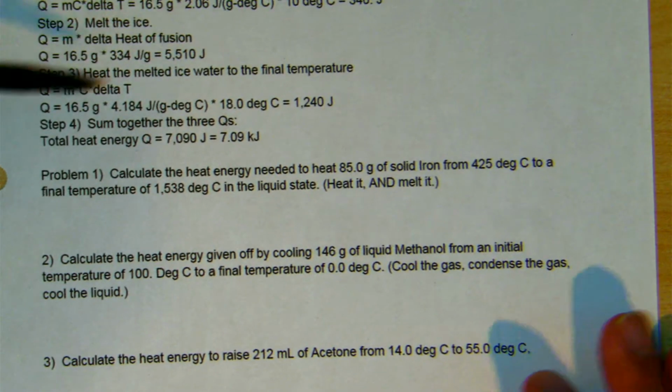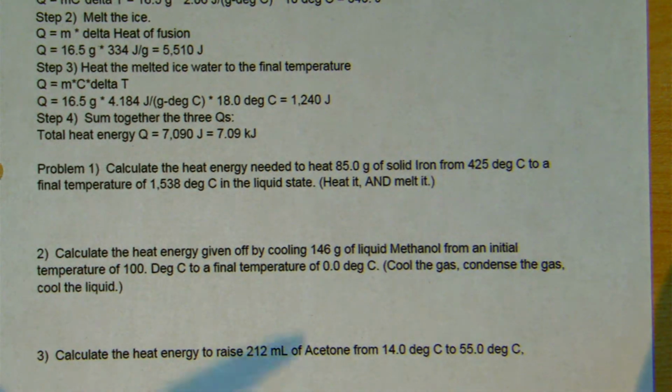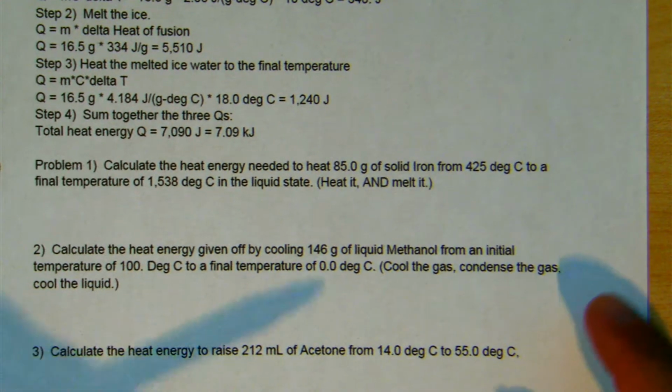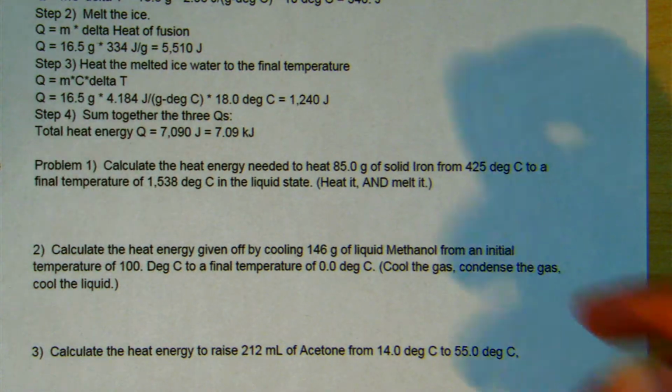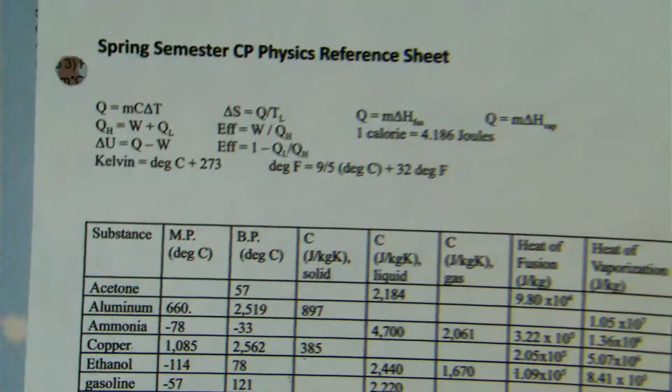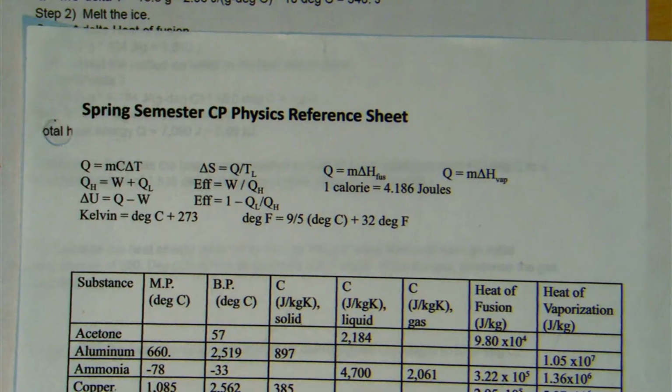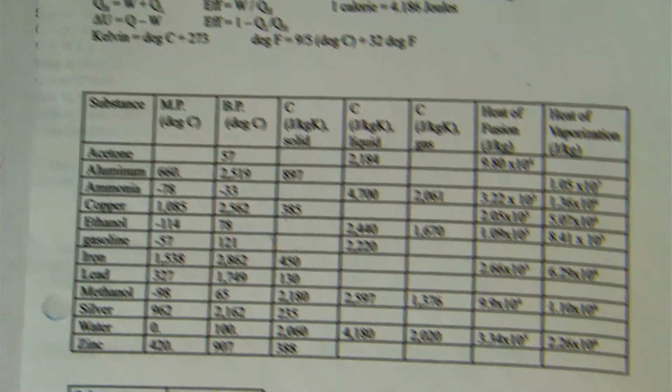The first problem states, calculate the heat energy needed to heat 85.0 grams of solid iron from 425 degrees Celsius to a final temperature of 1,538 degrees Celsius in the liquid state. And in parentheses, I said you need to heat it and melt it. The reference table I'm using is the spring semester CP Physics reference sheet that I provided to you students.